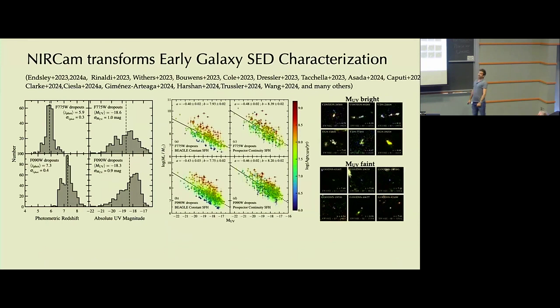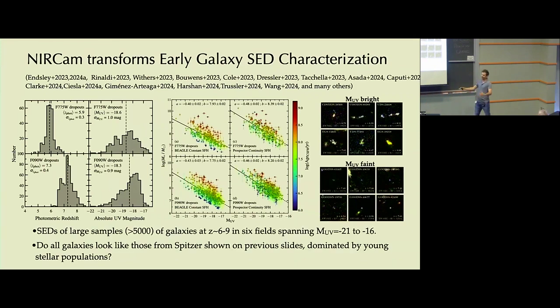JWST has of course transformed our ability to characterize the spectral energy distributions of early galaxies, and we've seen a lot of great papers looking at these data sets. With NIRCam, we don't only look at the bright galaxies now, but we can characterize these really faint objects all the way down to minus 17 or so in absolute magnitude. So we have these SEDs across 6 fields now, thousands of galaxies, and we can ask the question: do all galaxies look like those from Spitzer that I was just showing you, dominated by young populations?